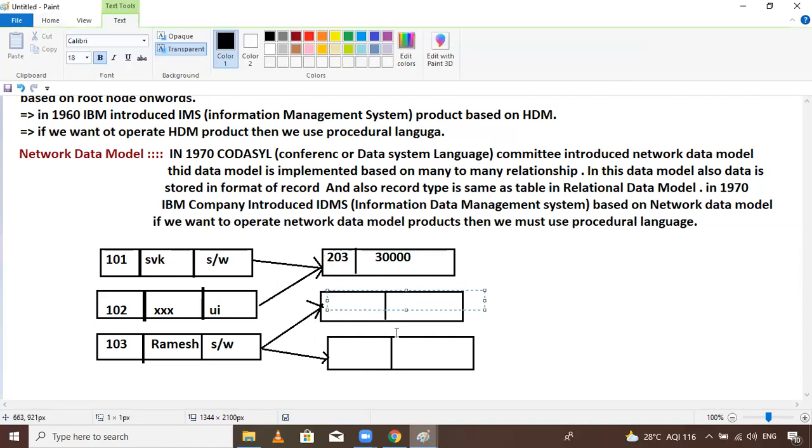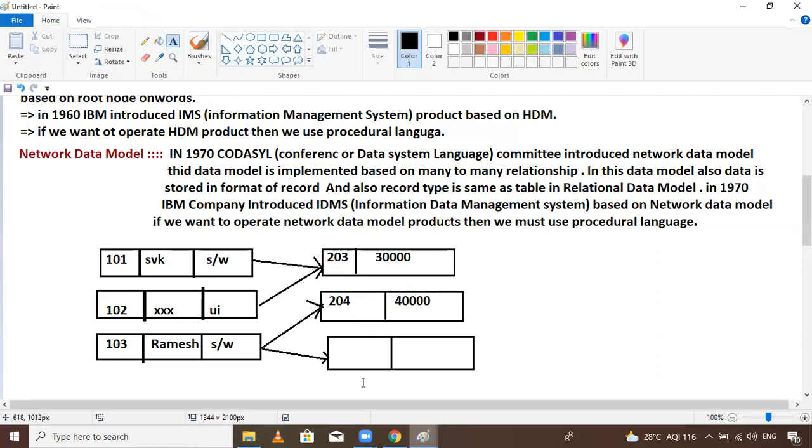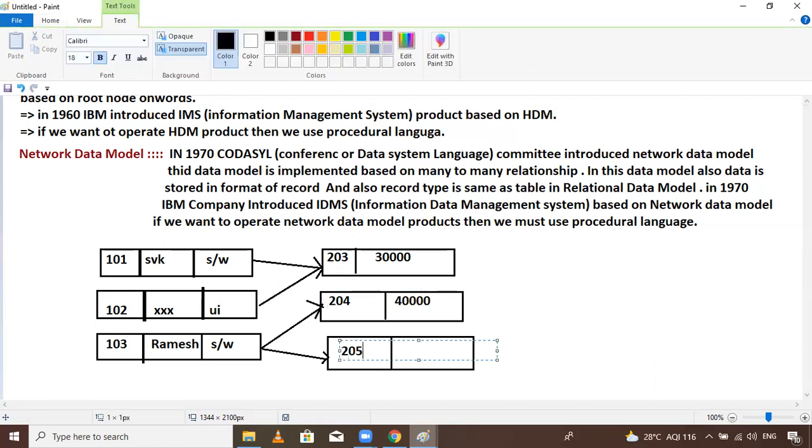Here you can pass any data, it's your choice. Like 204 and some dummy data here, 40,000. Now here passing 205, some dummy 40,000.